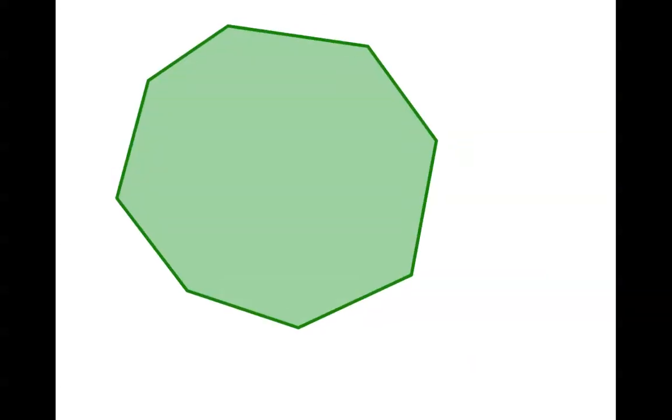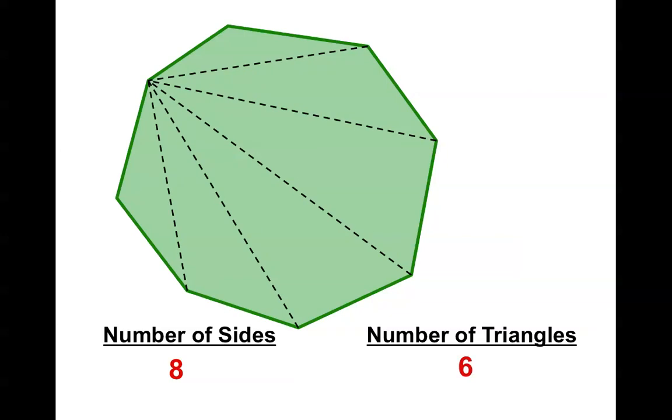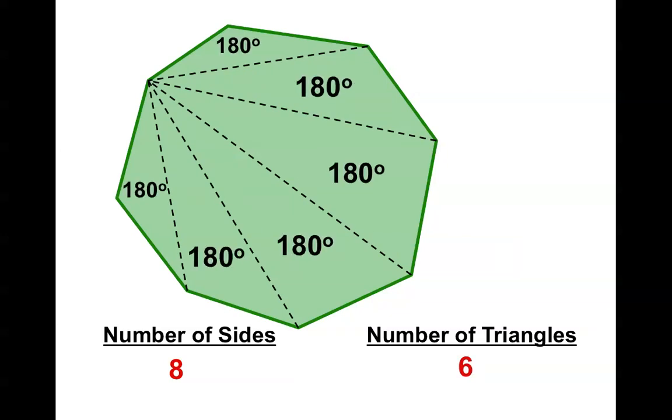Once again, we can have lots of sides, but it's pretty easy. All you have to do is count the number of sides. 8. How many triangles will that be? 2 less, 6. And 6 times 180 is 1080. So we can find the sum of the interior angle measurements of any polygon simply by counting the number of sides, then realizing that there will be 2 less triangles. Multiply that number by 180 and you've got your interior angles. Kind of a neat pattern, right?